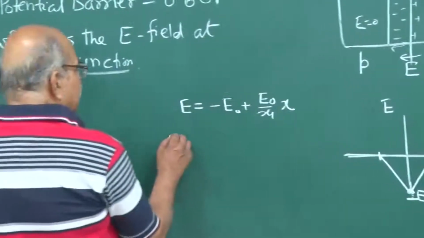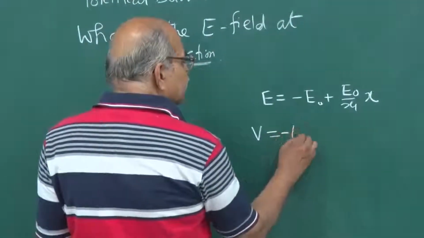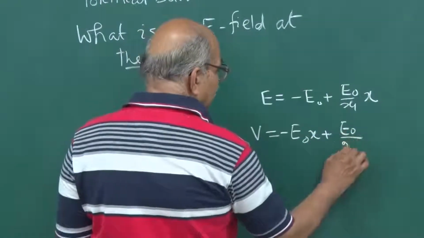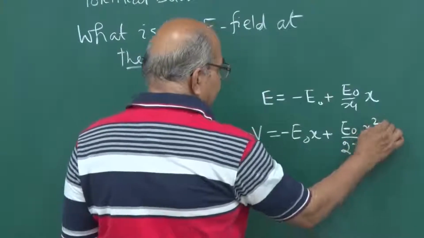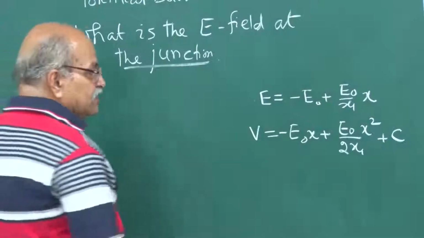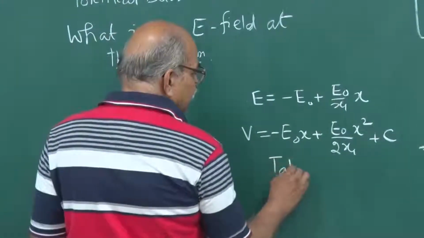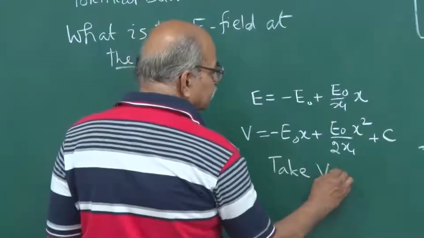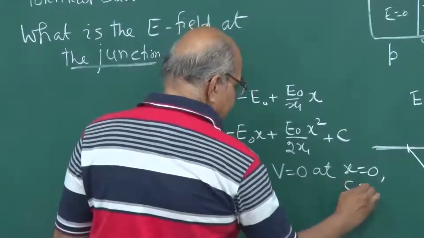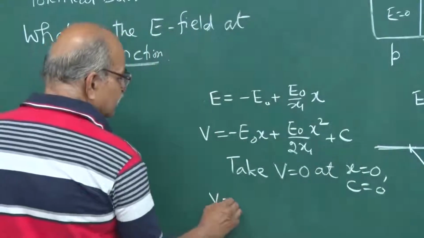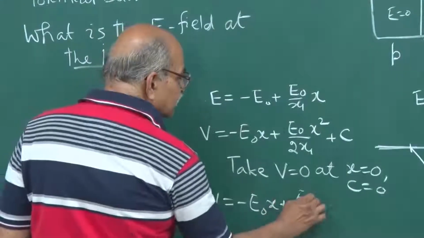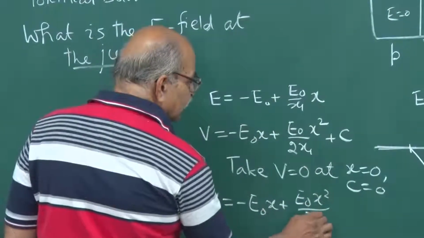Now you can integrate to get V. V will be minus E naught x plus E naught over 2 times x1 times x square, and plus some constant. You can take V to be 0 at x equal to 0. This is our choice, and that will make C equal to 0. So V is equal to minus E naught x plus E naught x square over 2 x1.